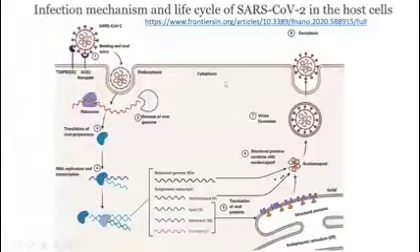I'm not going to go into details of the infection mechanism and lifestyle of SARS-CoV-2 in the host cell, but briefly, SARS-CoV-2 binds through the spike proteins to the ACE2 receptors in your nose, mouth, etc. They are more expressed in the nose. Then it releases the viral genome, there is translation of viral polymerase, then RNA replication and transcription, and eventually you get infected with the virus.